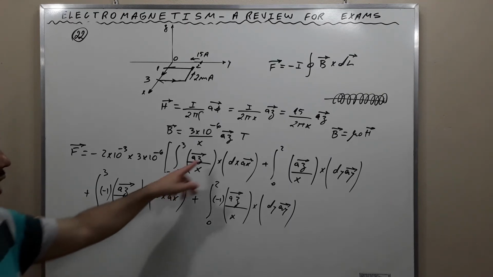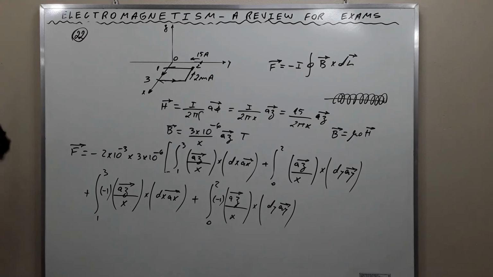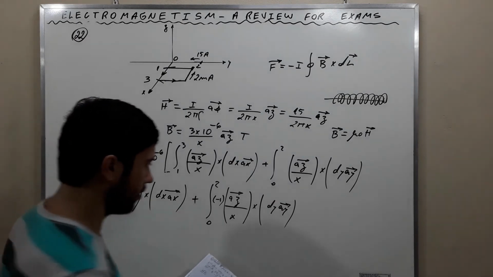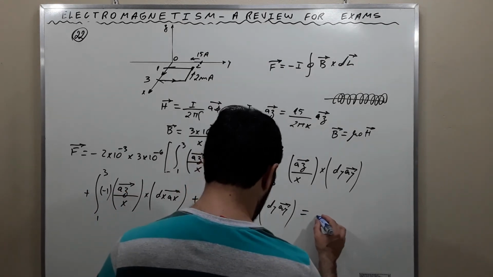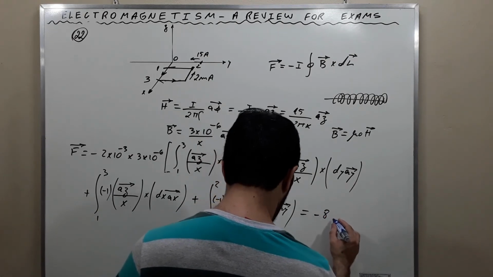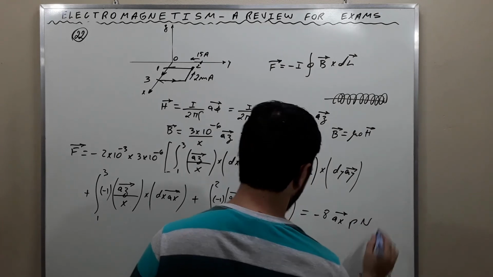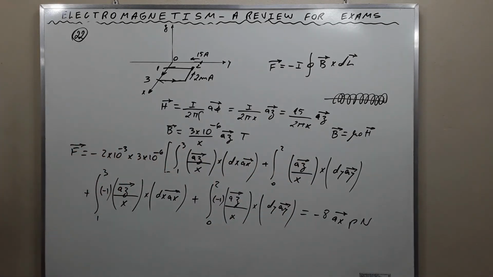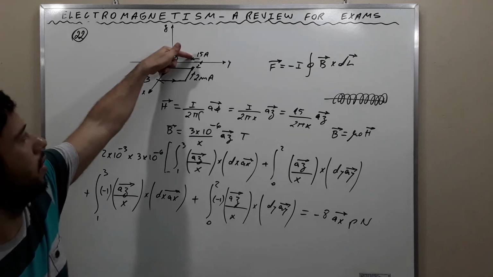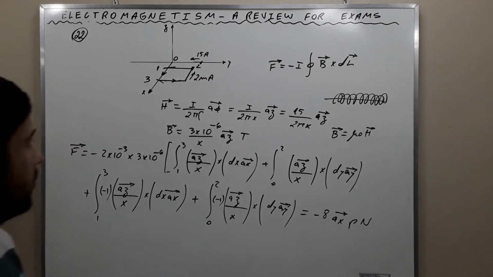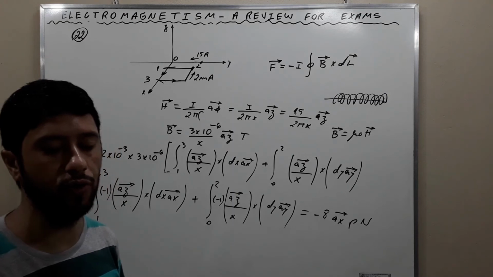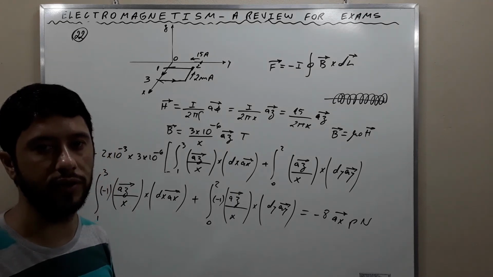And if you develop all of these integrations here, you are going to arrive at the value of negative 8 ax piconewtons. And this is the force exerted on the square loop by this current of 15 amperes. Okay, this is all for exercise 22. Let's go to exercise 23.